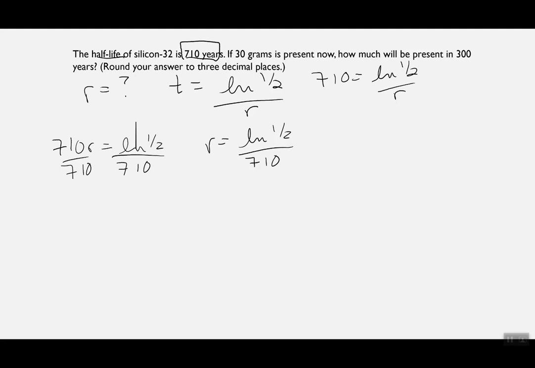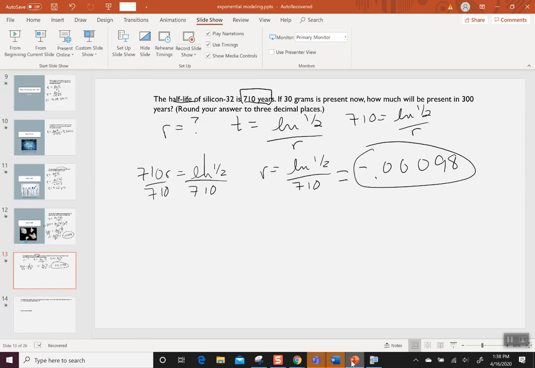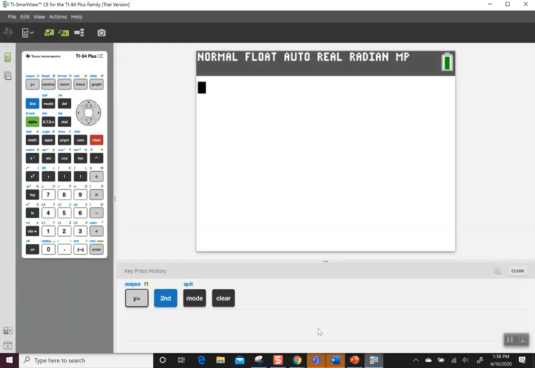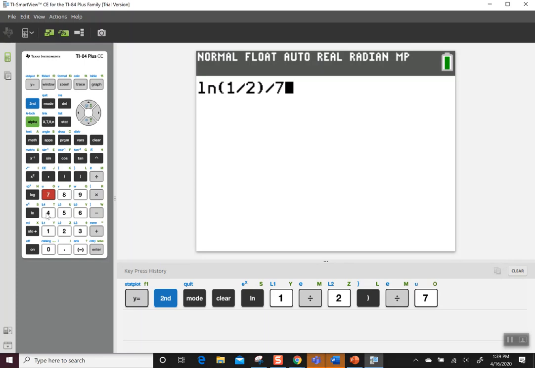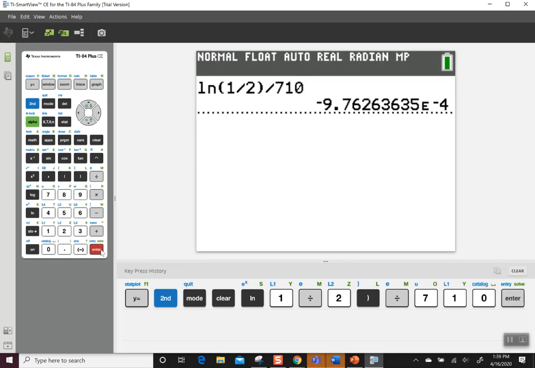All right. I want to show you what my calculator did, just in case your calculator does it too. I'm going to flip over to the calculator so you can see it. So here is my calculator, and I'm going to put in the natural log of 1/2, and then I'm going to divide by 710. What I wanted you to see is that this comes up with scientific notation.